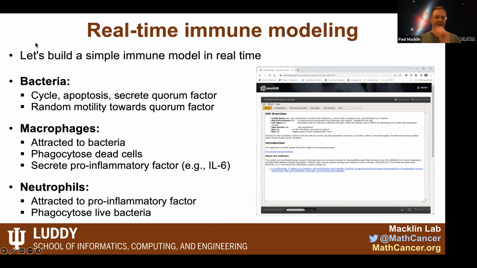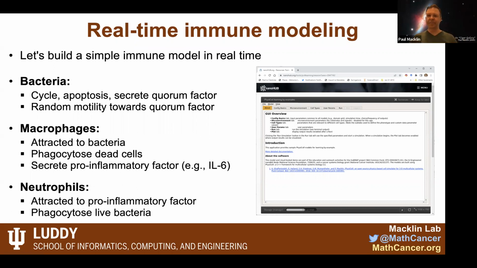And so what we're going to do is build a basic immune model here. We're going to have bacteria. They're going to aggregate by a quorum factor and secrete that quorum factor, and they'll be randomly motile. And the macrophages are going to be attracted to the bacteria and are going to phagocytose dead cells, and they're going to secrete a pro-inflammatory factor like IL-6. And then neutrophils are going to be attracted to the pro-inflammatory factor, and they're going to phagocytose, or eat, live bacteria.